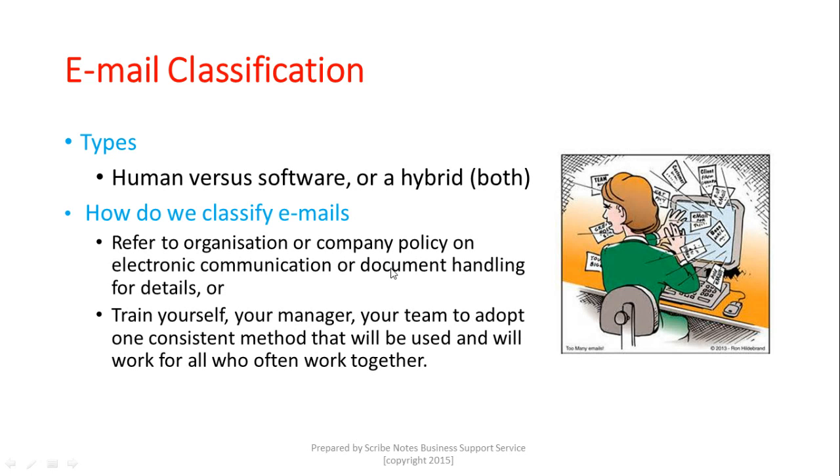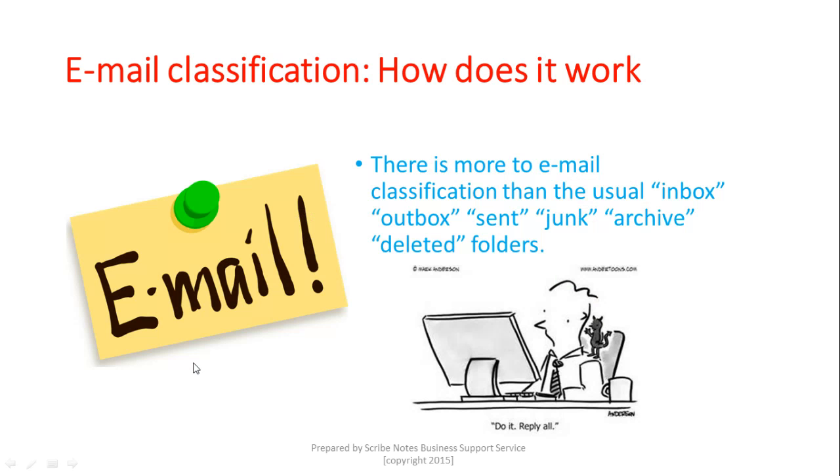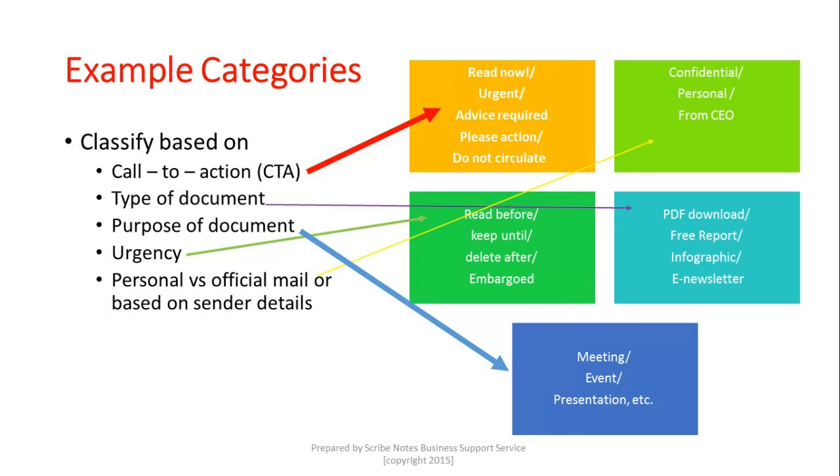So if you train yourself, your manager, or your team to adopt one consistent method, even if it's just a simple method of email classification, I'm telling you, this will work wonders for the productivity of the team. So how does it work? When we say email classification, there is more to this than just your usual inbox, outbox, sent items, junk items, archive, and deleted folders. Okay. Let me now give you a concrete example.